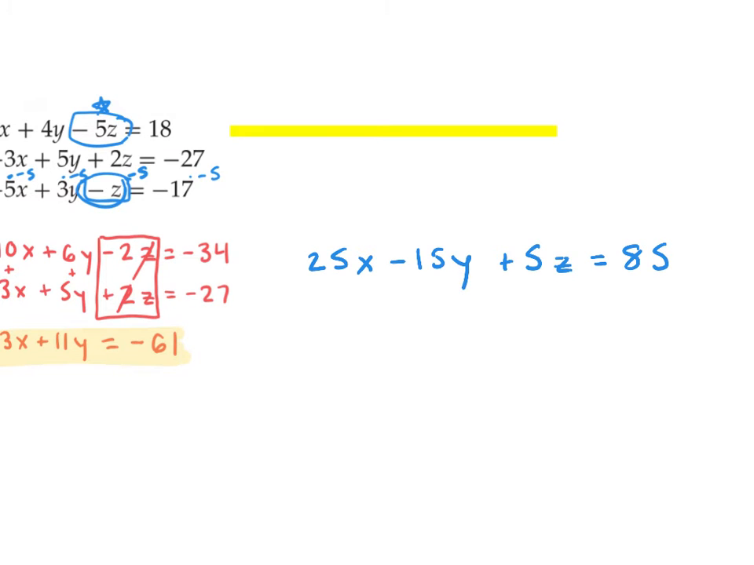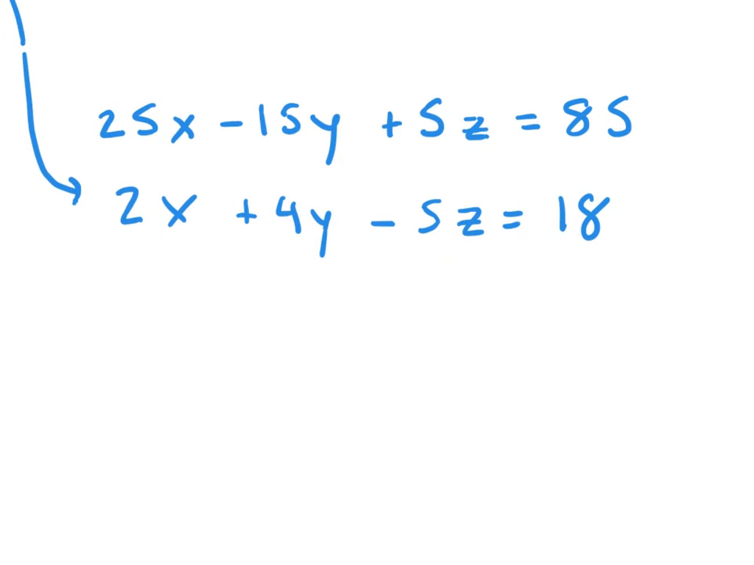Now we're combining this one with the first one, so I'm just going to rewrite our first equation right below it. I have 2x plus 4y minus 5z is equal to 18. Now that I have the same number but opposites, I combine the two together to cancel them out.